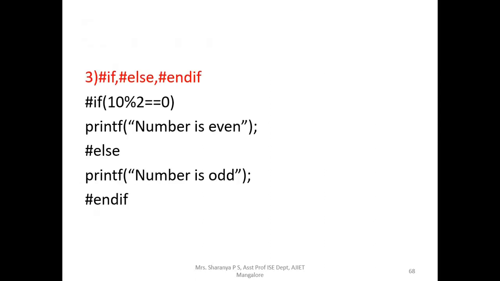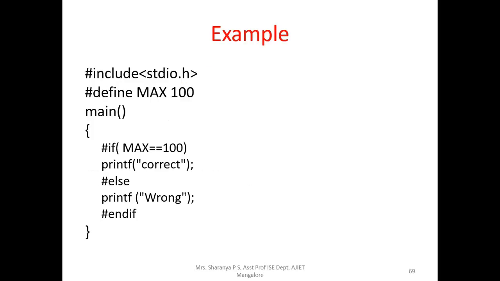If we look into the next type, we are using hash if, hash else, and hash endif. These are the three different kinds of directives that we use for checking a condition and printing. If we look into the next example, these are all simple. Here we are defining max as a macro which has the value 100.